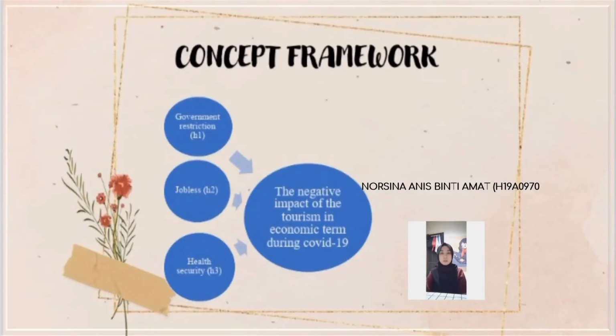By referring to the literature review, a research framework has been proposed in order to investigate the relationship between the impact of the tourism industry in economic terms and the cause of COVID-19. The first conceptual framework is as shown in figure 2.1. The independent variables that have been proposed consist of three impacts, which are job security, government restriction, and health security. The dependent variable is the negative impact of the tourism industry in economic terms during COVID-19 in Malaysia.